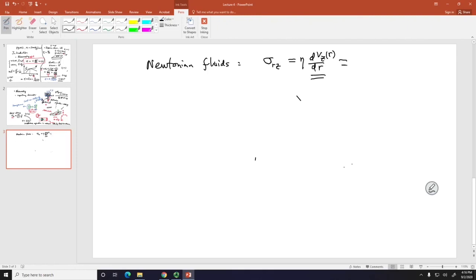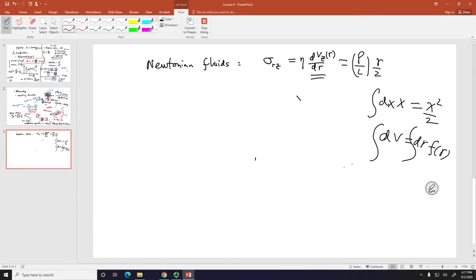So plug this into PL equals half R. You can solve for it. Even you can solve it. The integration of x is x squared. That's why I say you can solve it. This differential equation you can integrate on both sides: dv equals a function of dr, and you integrate. So you integrate and you get the result.